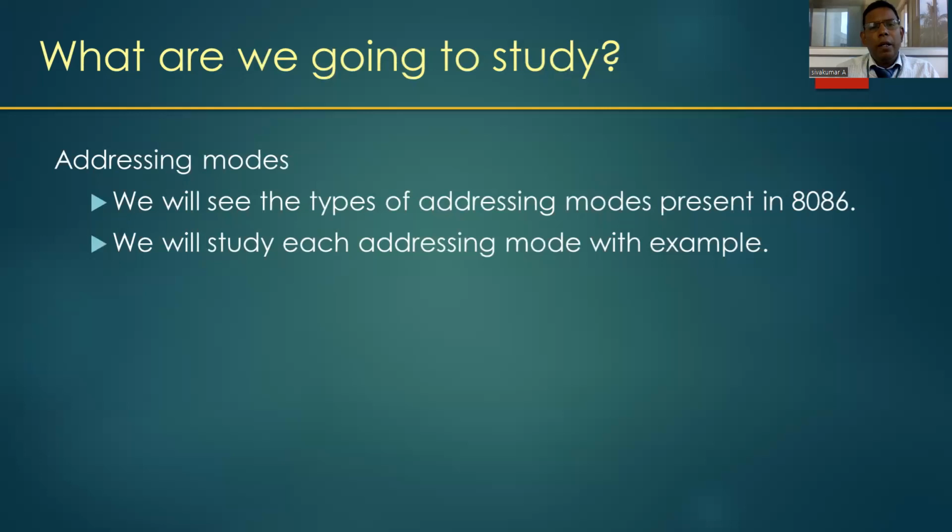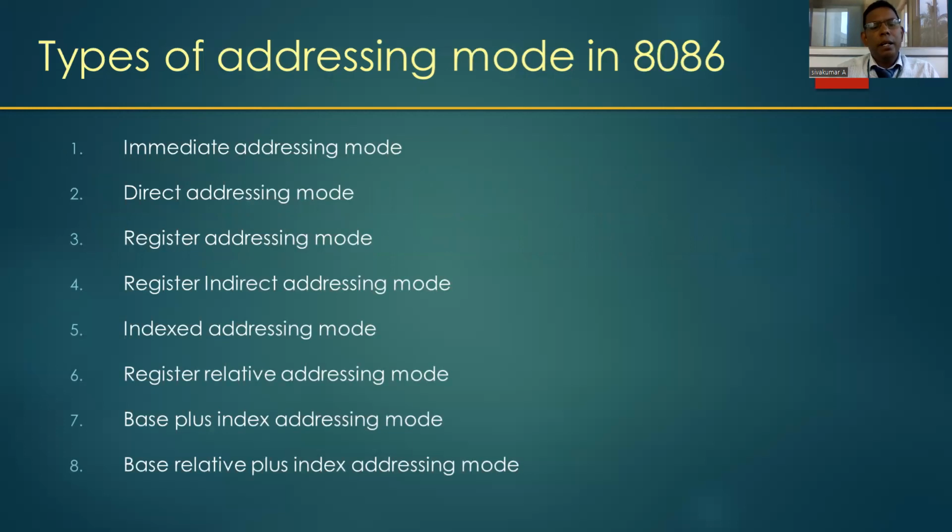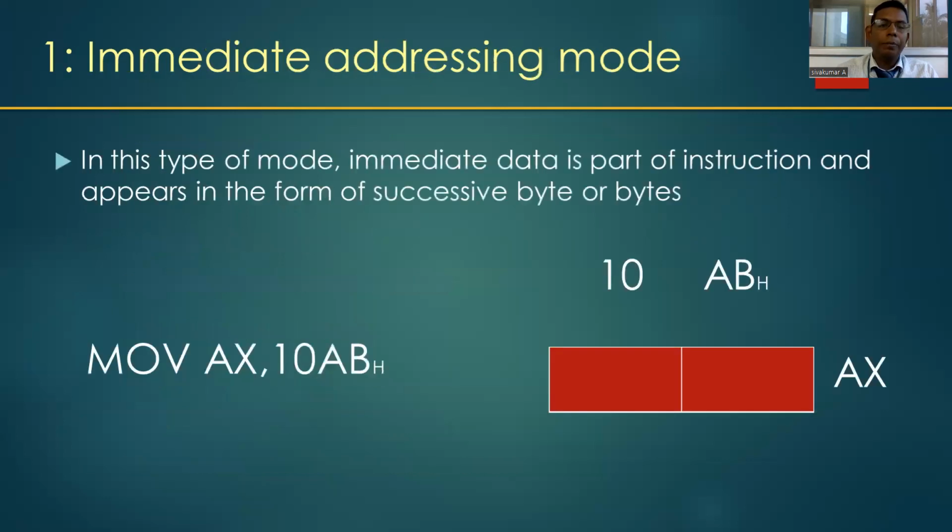What are we going to study? Addressing modes. We will see the types of addressing modes present in 8086. We will study each addressing mode with an example. There are 8 major addressing modes. First is immediate addressing mode, direct addressing mode, register addressing mode, register indirect addressing mode, indexed addressing mode, register relative addressing mode, base plus index addressing mode, and base relative plus index addressing mode.